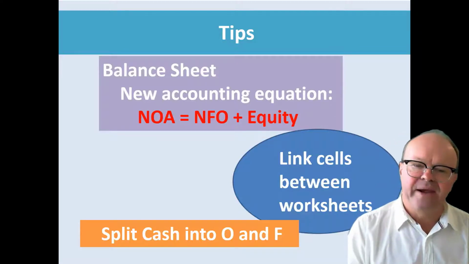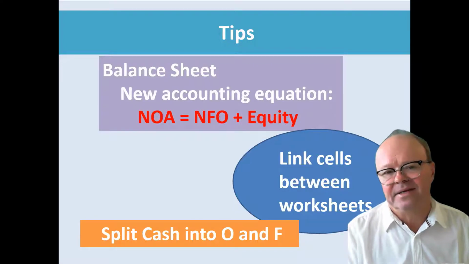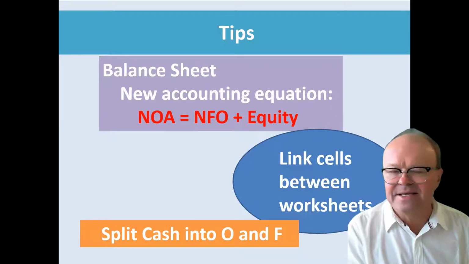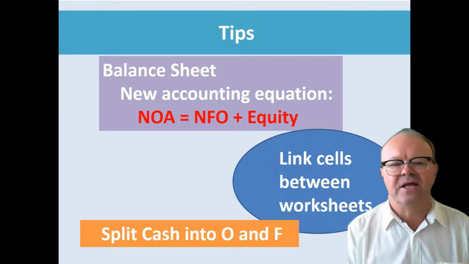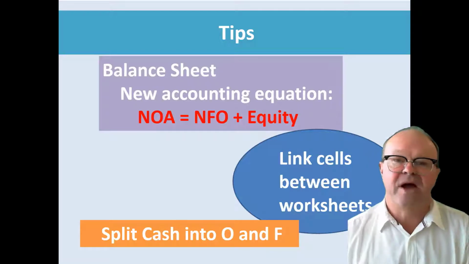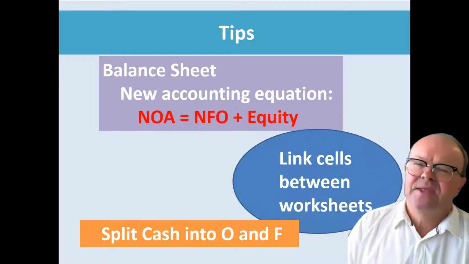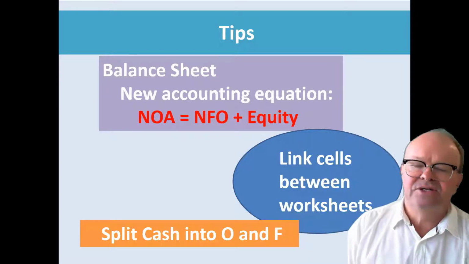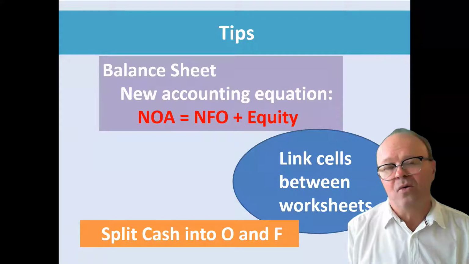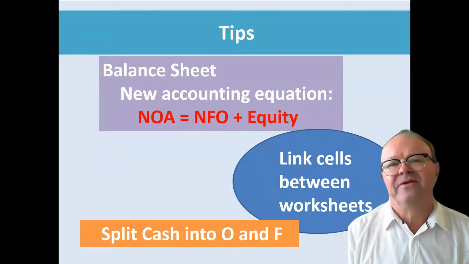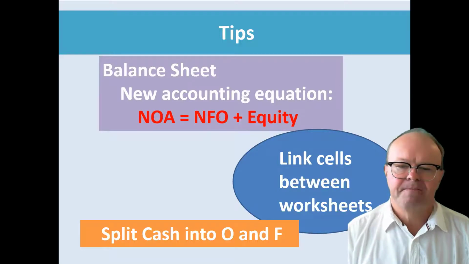So the net operating assets is actually operating assets less operating liabilities. So we're netting our operating assets and our operating liabilities against each other to get net operating assets rather than, say, total assets. And the net financial obligations, that's our financial obligations minus our financial assets.